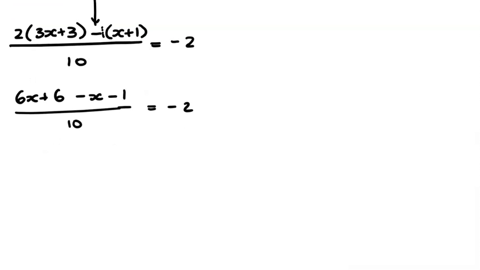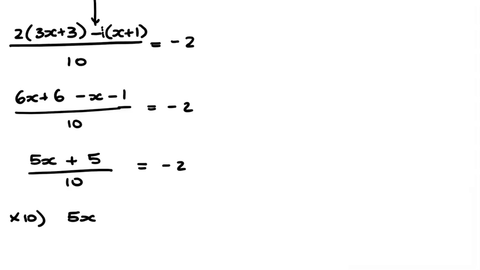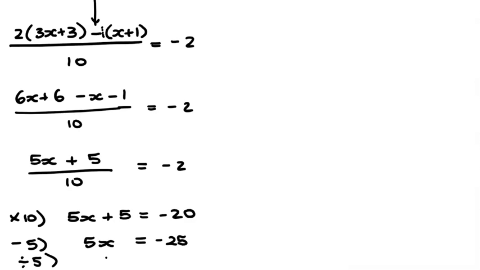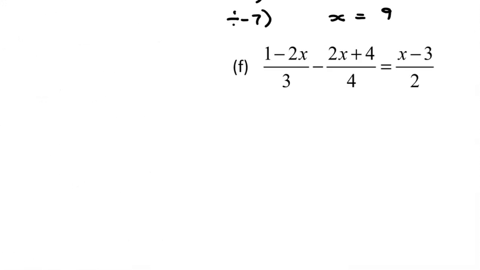Let's clean up those like terms. Now we'll solve as normal. Whoops, looking at my question here, I did negative 25 divided by 5. We've got to be careful of our signs. That's negative 5.